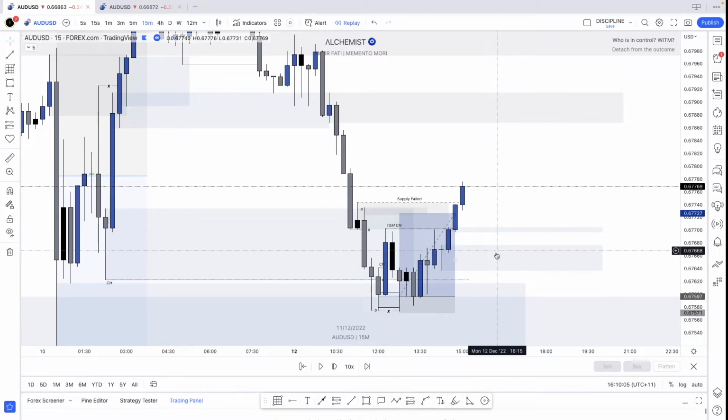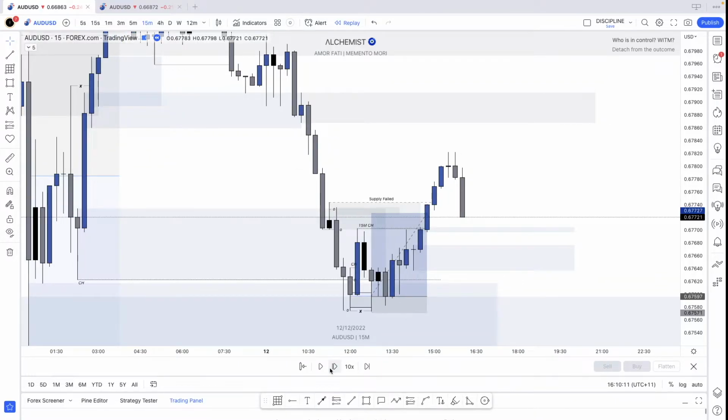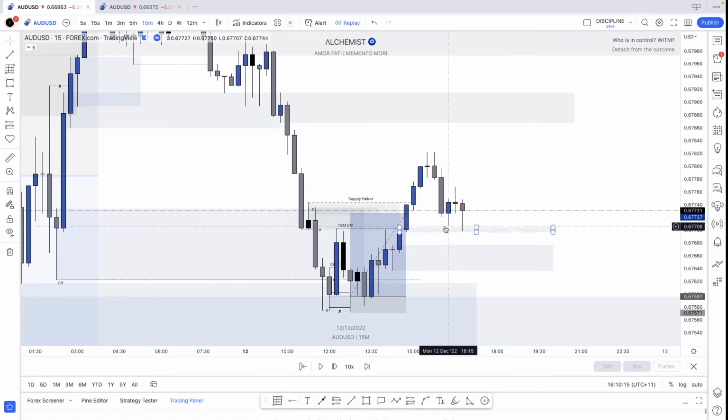So we have this 15-minute POI or this 15-minute POI. Until that point, we're not really interested in price. We've set alerts and we're going off to do other things with our life. So we see here price sort of stopped really close to this and had some inducement, but again, it just did not give us an opportunity to enter at this point.